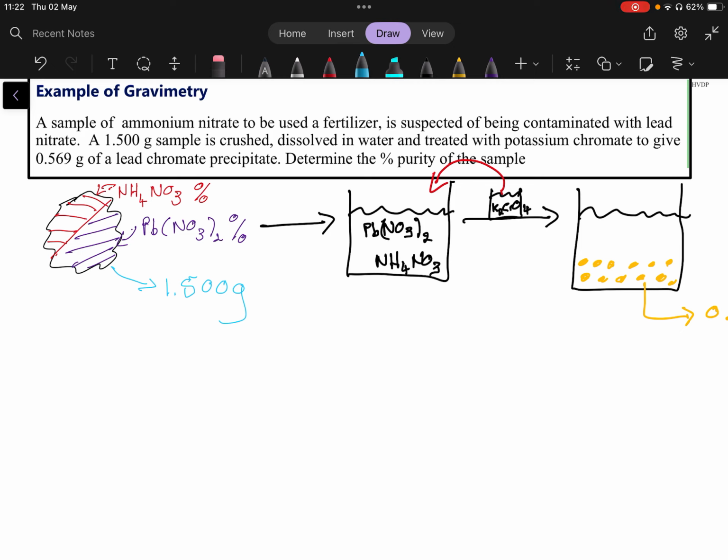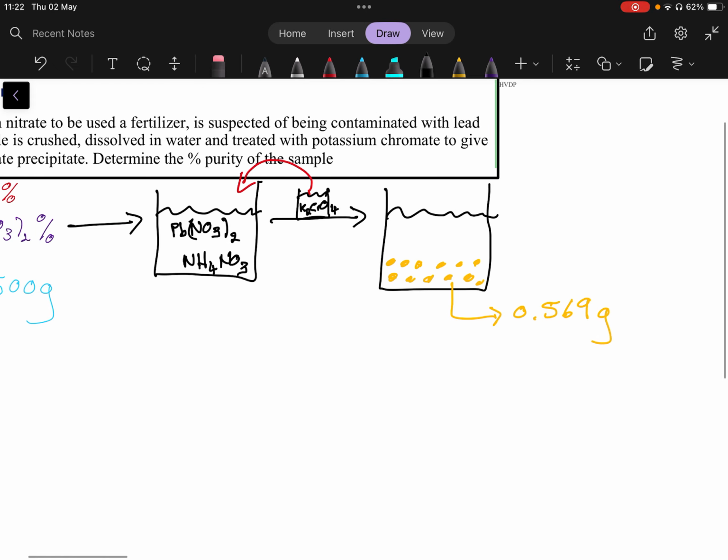So the question now is, what do we start with? What is the kind of information we need? So what are we given? We're given the mass of something called lead chromate. So lead chromate is PbCrO4, and we know some solid of that forms. So that's the information that we're given. So how can we relate the fact that we've added potassium chromate to this mixture and then we got lead chromate out from that?